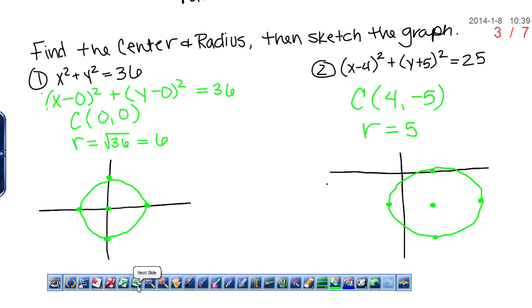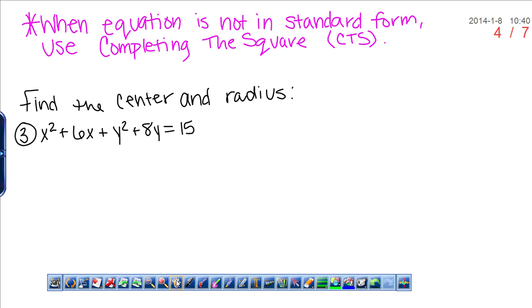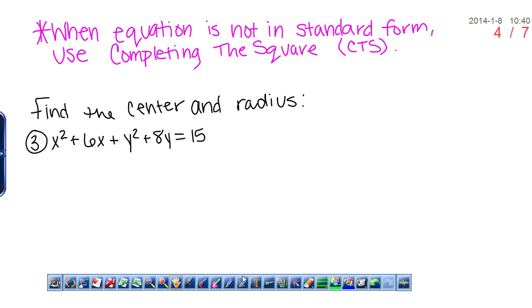You're not always going to be given your equation already in standard form. Okay, just like with quadratics, if we were given to us ax squared plus bx plus c, a lot of times when we graph, we wanted to turn it into vertex form. What process did we use to turn a standard form into vertex form? Completing the square. Okay, we are going to use completing the square again throughout this unit. So if your equation is not already in standard form, we're going to use completing the square.